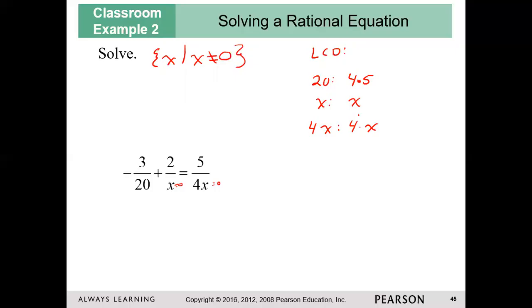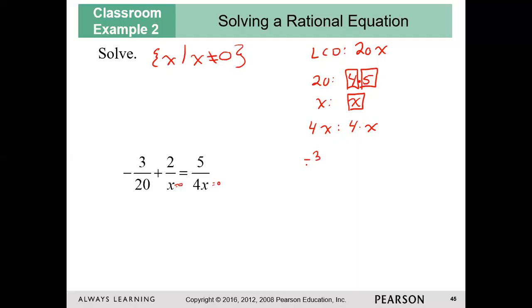So remember, LCD is the product of all the different factors raised to the highest exponent. So what do we have for different factors? We have a 4, we have a 5, we have an x, and this 4 is the same as that 4, so we're not going to double count it. And this x is the same as that x. Remember, it's the product of the different factors raised to the highest exponent. So we do not need to include this 4 and this x again. So our LCD is just going to be 20x. So that is what we're going to multiply by.